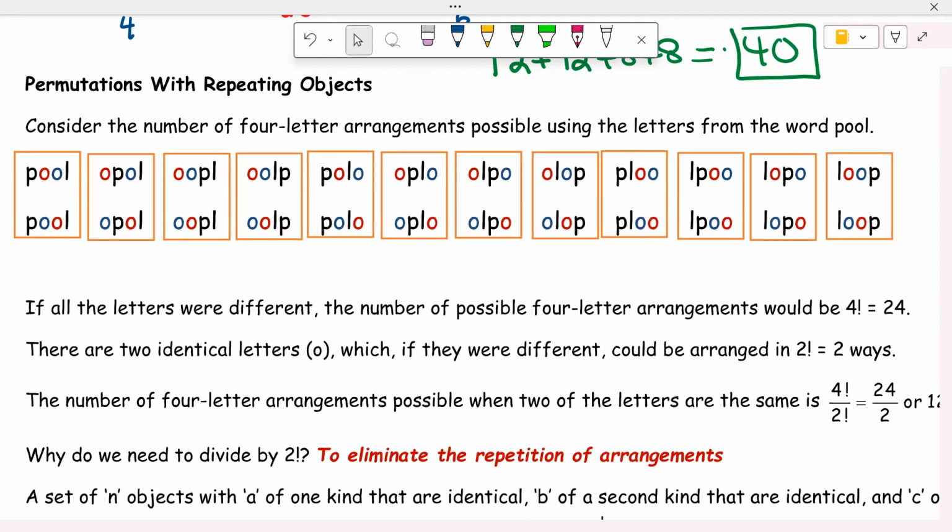If there's two repeating letters, you divide by 2 factorial, because there's 2 ways that you can arrange those 2 O's. If there were 3 O's, guess what you'd have to do? You'd have to divide by 3 factorial, not just a 3, because how many ways can we arrange those 3 O's? 3 times 2 times 1, which is 6 ways. So there would be a grouping of 6 that you would have to divide out, that would all be the same.